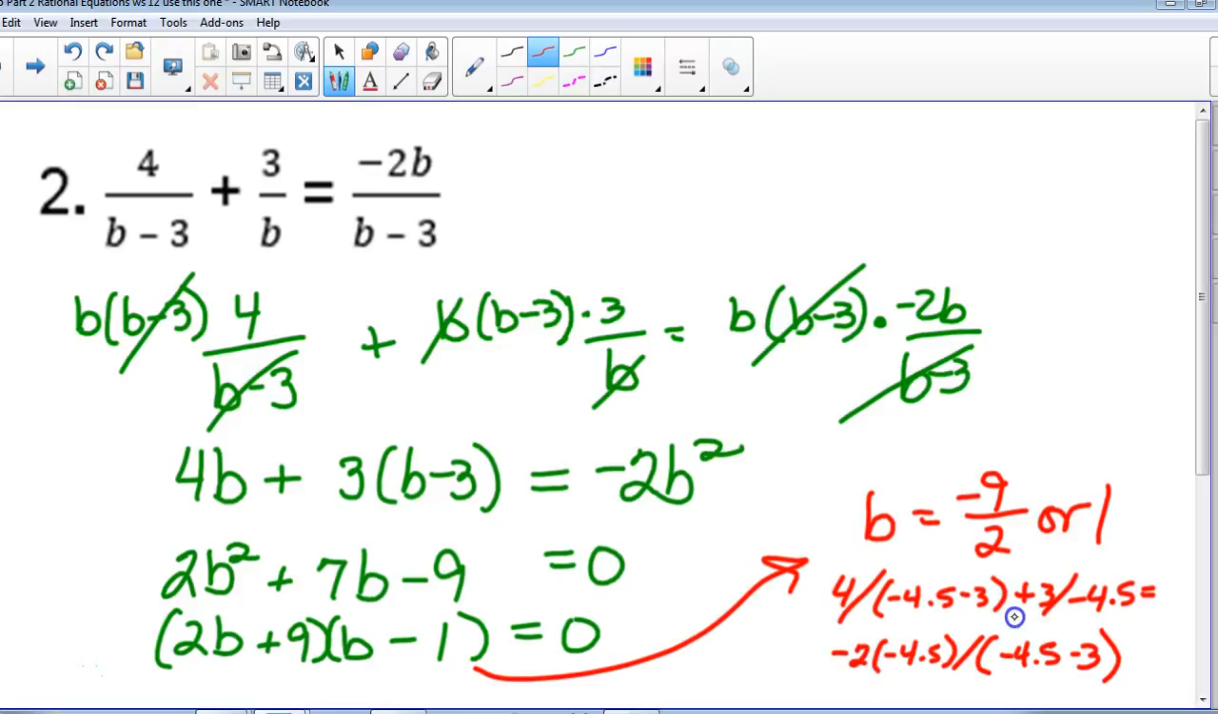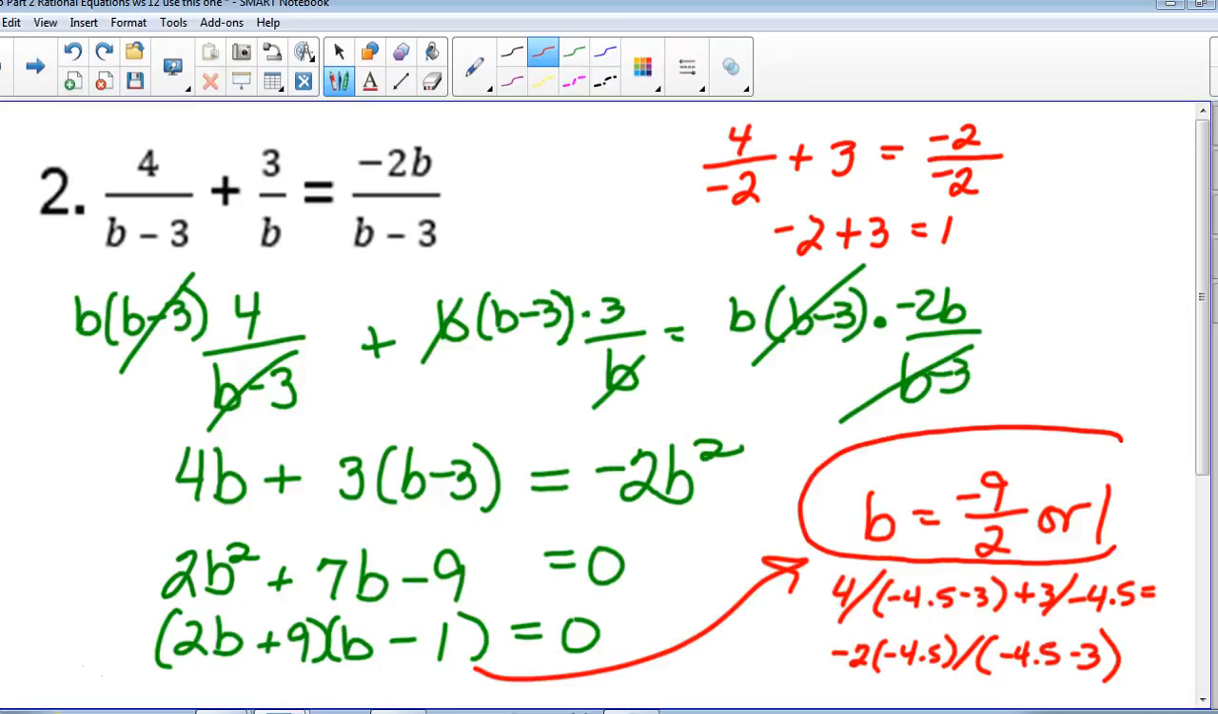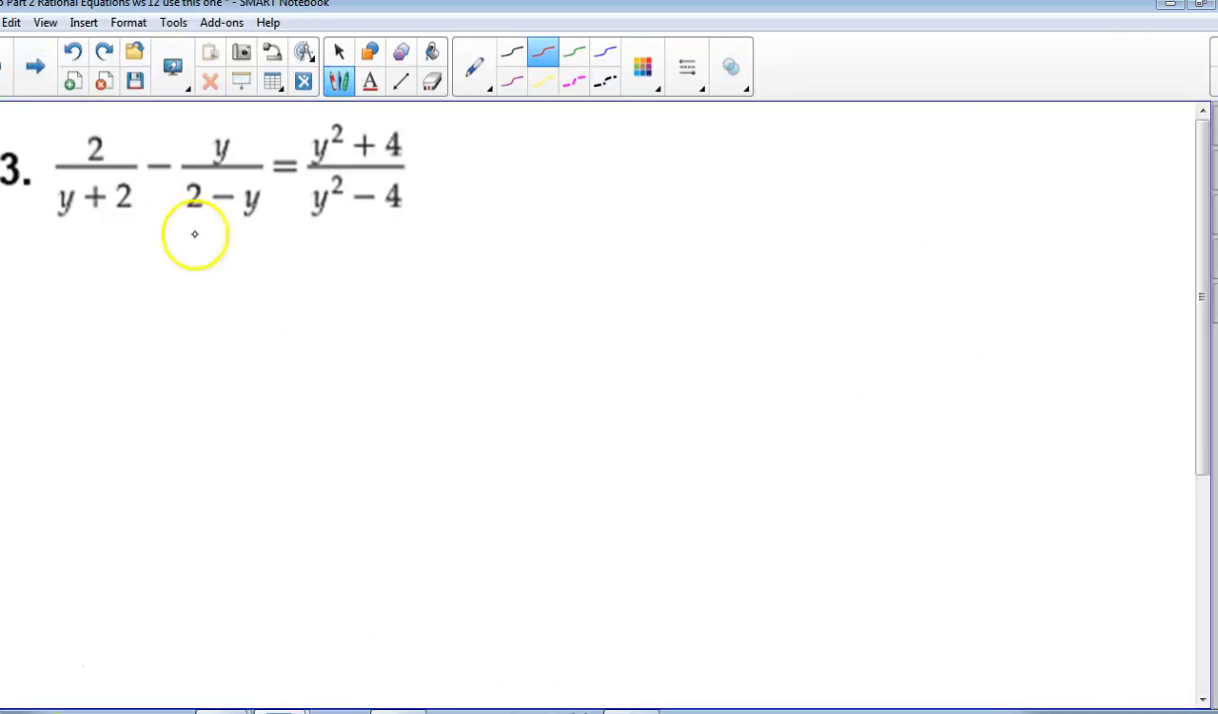1 is a little bit easier to check. What happens if we check 1, guys? We get 4 over 1 minus 3. Anybody? 3 over 1 would just be 3. Negative 2 times 1 on the top, and 1 minus 3 is negative 2. So we get negative 2 plus 3 equals 1. Does that one seem like it checks easily? Okay. This one does check. I did it on my calculator because I wanted to make sure it worked. But all right, you take my word for it.